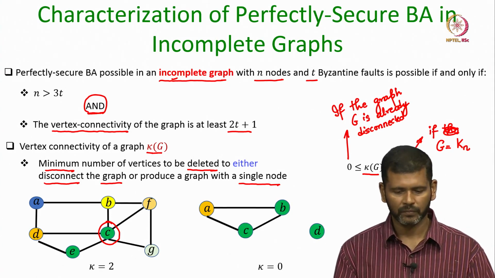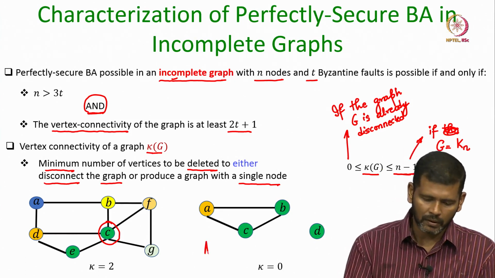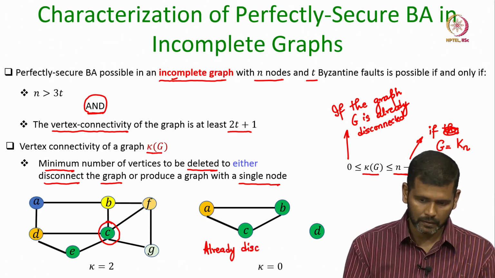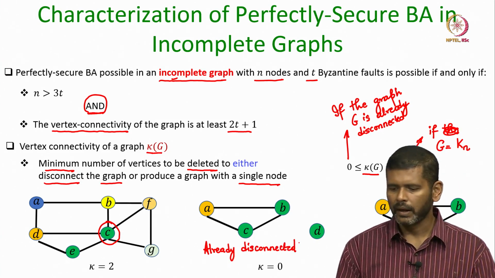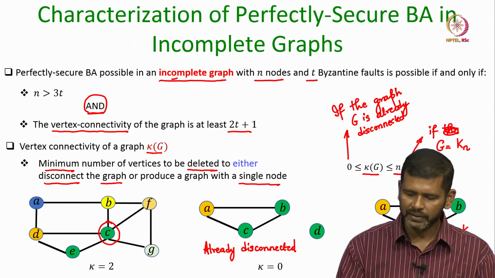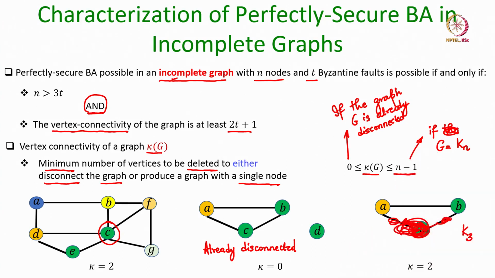The vertex connectivity of this graph is 0 because it is already disconnected. And this is a complete graph K 3. So, its vertex connectivity is 2. If I just delete C, say for instance, my graph remains connected, and if I now remove the node A and the edges incident with the node A, I will be left with a single node graph. That is why the vertex connectivity is 2.